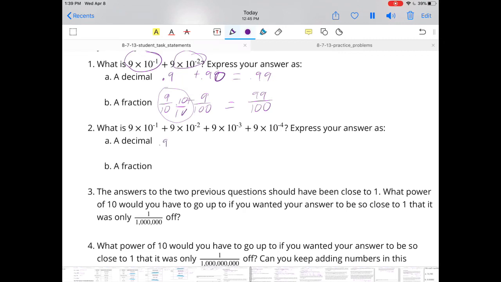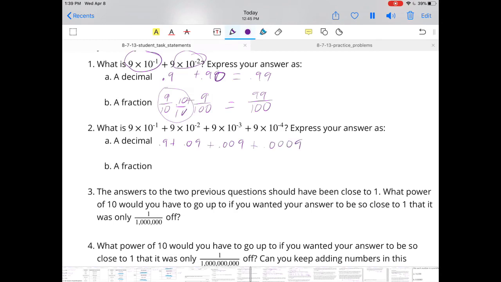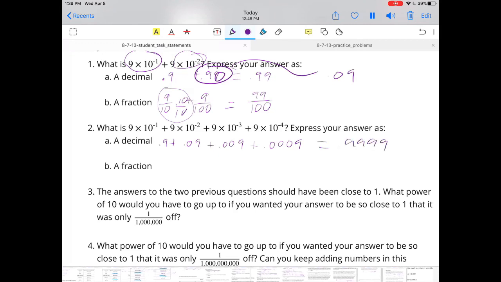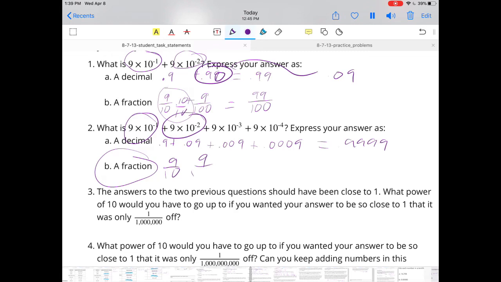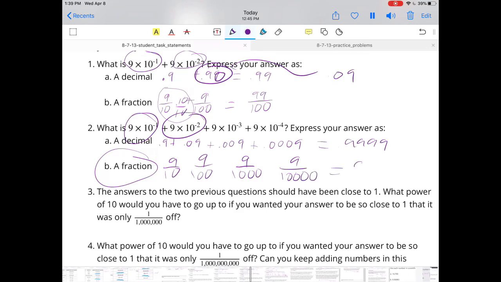This one right here, it's going to be 0.9 plus 0.09 plus 0.009 plus 0.0009. By the way, this one should actually be 0.09. Not bad. This adds up to 0.9999. Now, as a fraction, this is just going to be 9 over 10. This is going to be 9 over 100. 9 over 1,000. You get the idea. And if you find a common denominator, it's going to equal 99999 over 10,000.